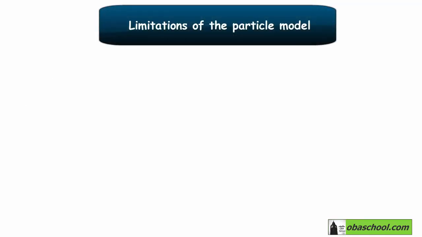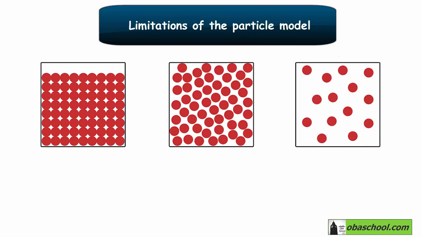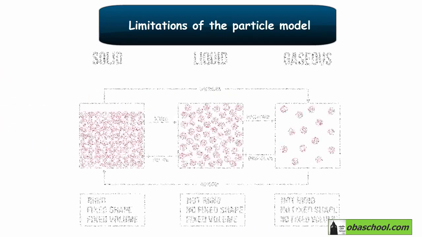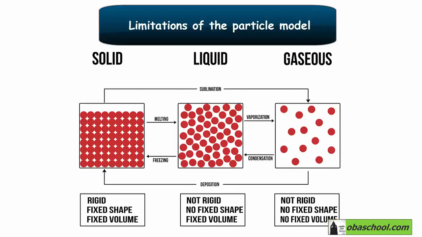In this tutorial, we will explore what the limitations of the particle model are. Actually, the simple particle model that we have used assumes that particles are made up of solid spheres with no forces operating between them. So it modeled the particles as if they are solid spheres and there are no forces between them. Actually, this assumption is useful and helpful when comparing the properties of solids, liquids, and gases.